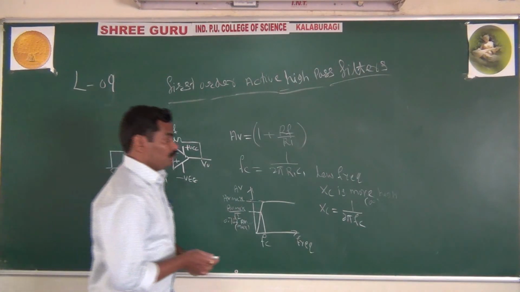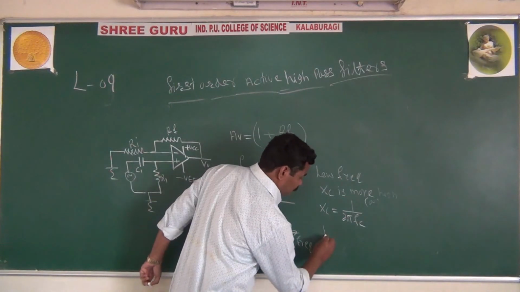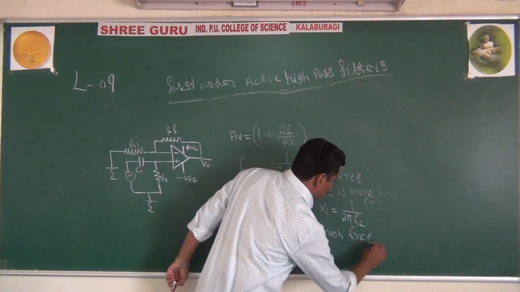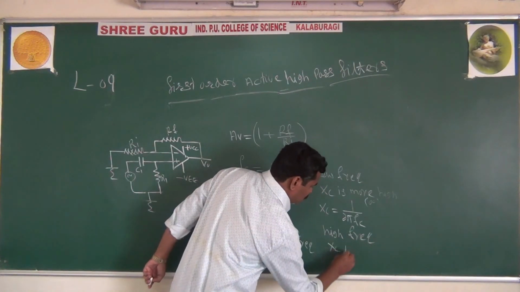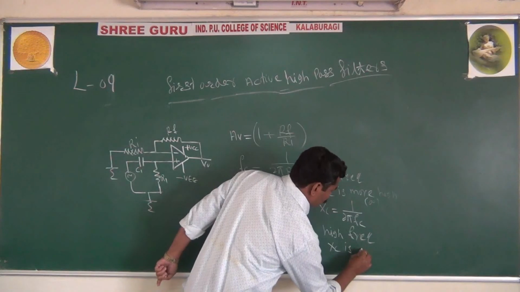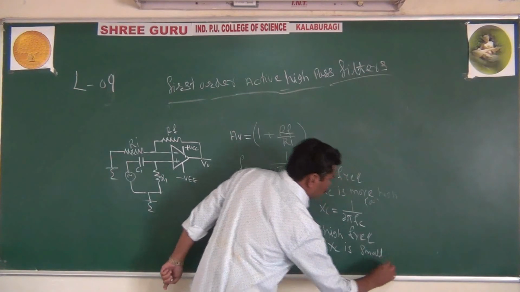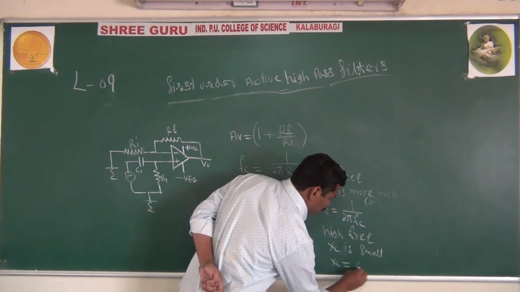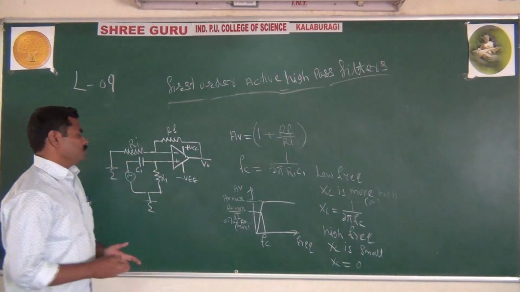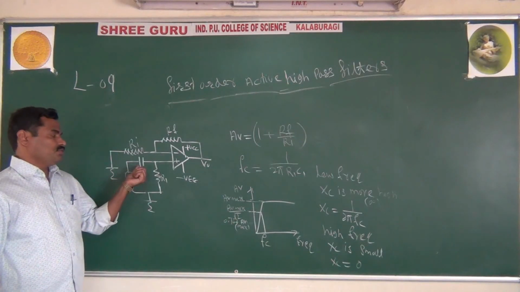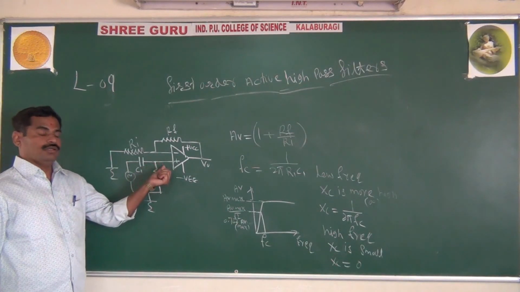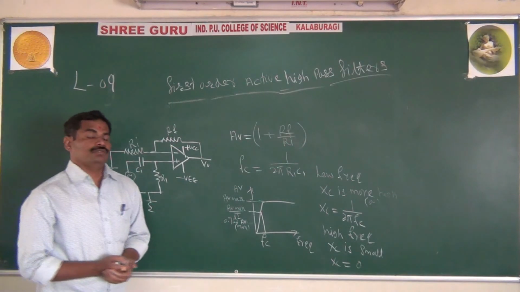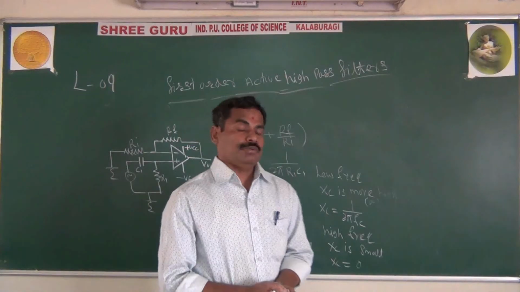For high frequency, what happens? For high frequency, XC is small, or it is very less. XC is nearly about 0. That's why the high frequency signal will be allowed by the capacitor. Only the low frequency signal will not be allowed by the capacitor because of the property of the capacitor.